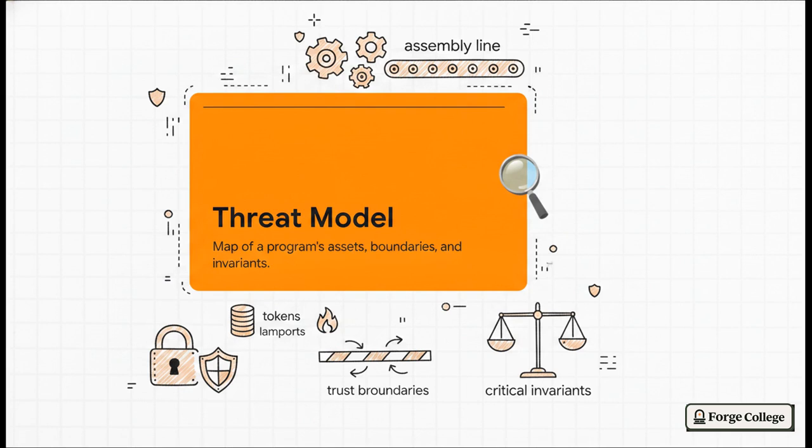Now, don't panic. A threat model doesn't need to be some unreadable 40-page corporate document that nobody ever looks at. It is simply a concise 5-minute map. It outlines your program's assets, your trust boundaries, and your critical invariants. It just answers exactly what we need to protect and from whom.